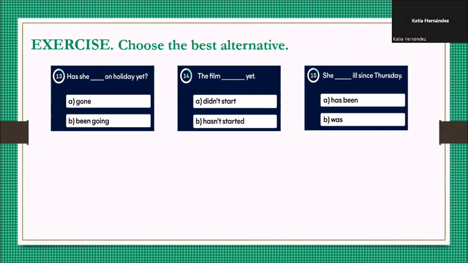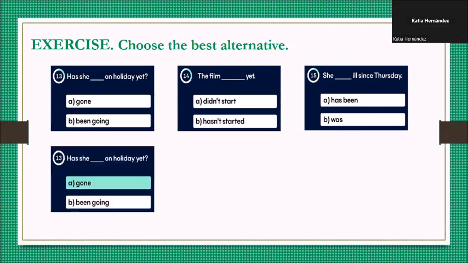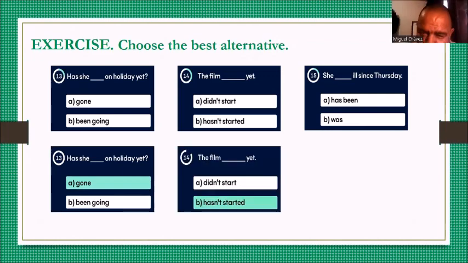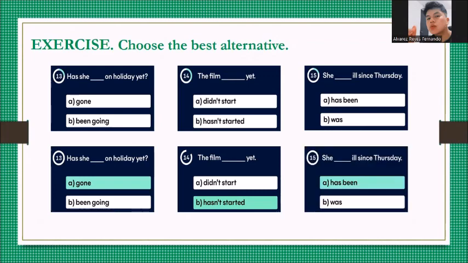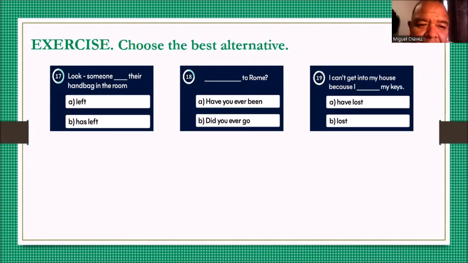Has she gone on holiday yet? Gone. Exactly. Thank you, Katia. 14, please. The film hasn't started yet. Yes, Vianney, thank you. Hasn't started. Yes, thank you so much. Yes, 15. And number 16. Fernando or Katia? Fernando. Okay. She has been ill since Thursday. Exactly, has been. Katia, can you help us with 17, please?